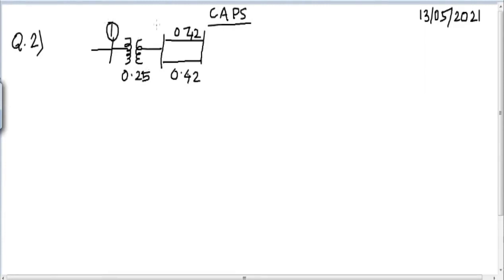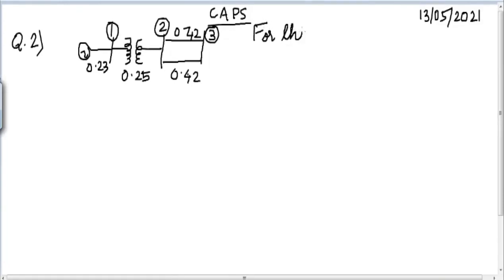So this is bus 1, this is bus 2, this is bus 3. And these are the values which are provided for the self impedances for this particular question. So this is the figure for us. So what is the question? Question is in this way.